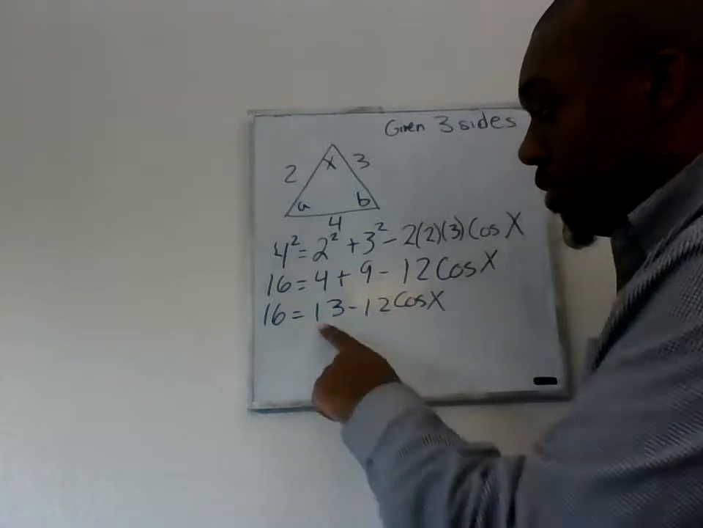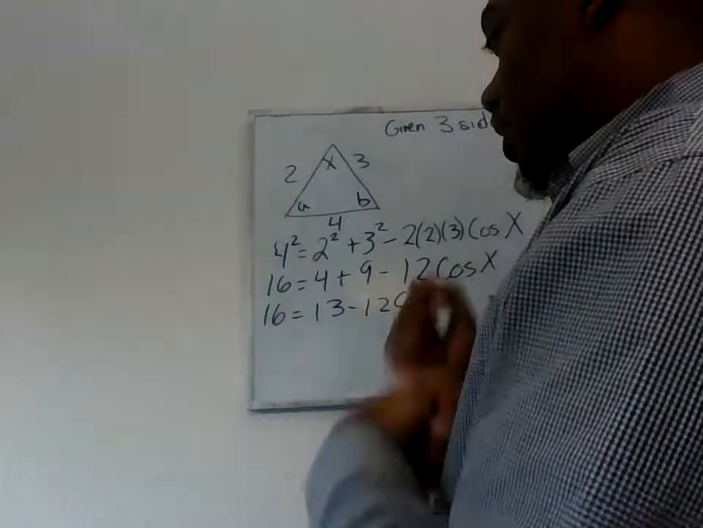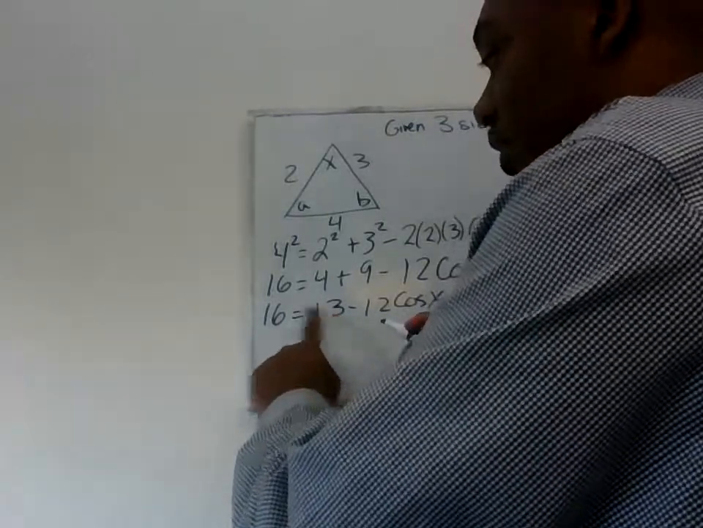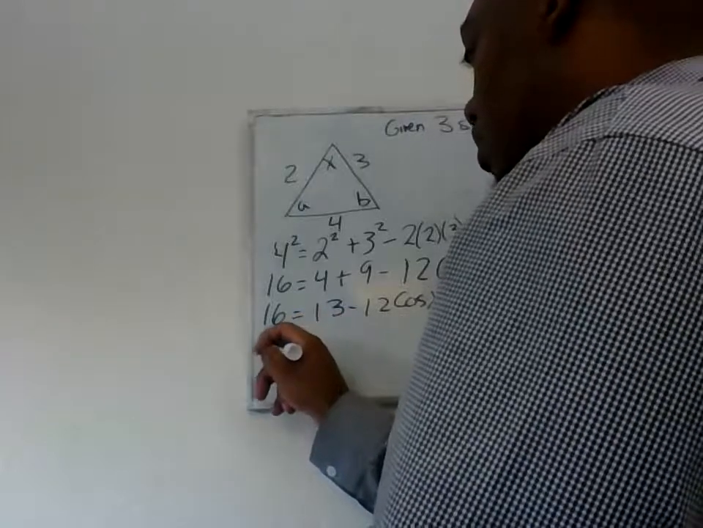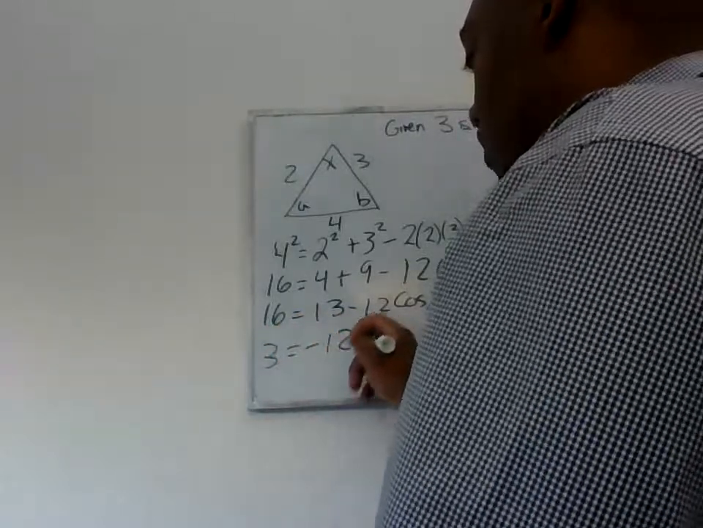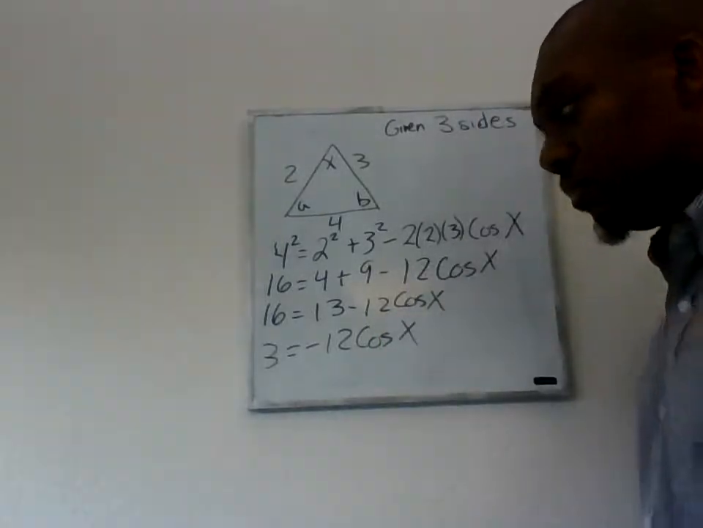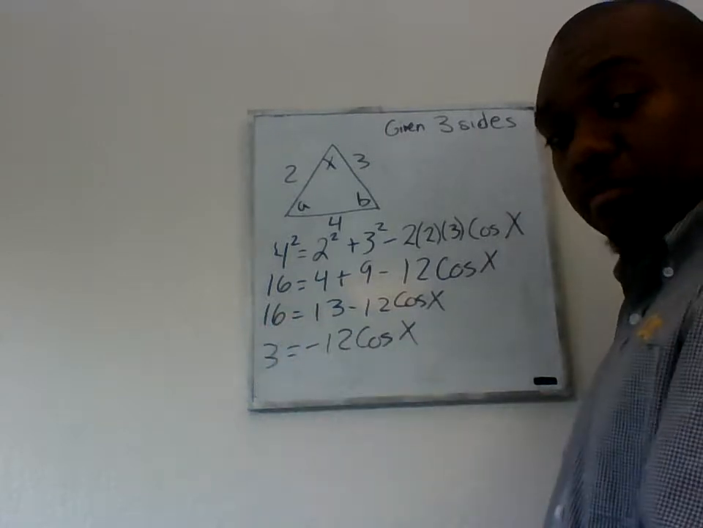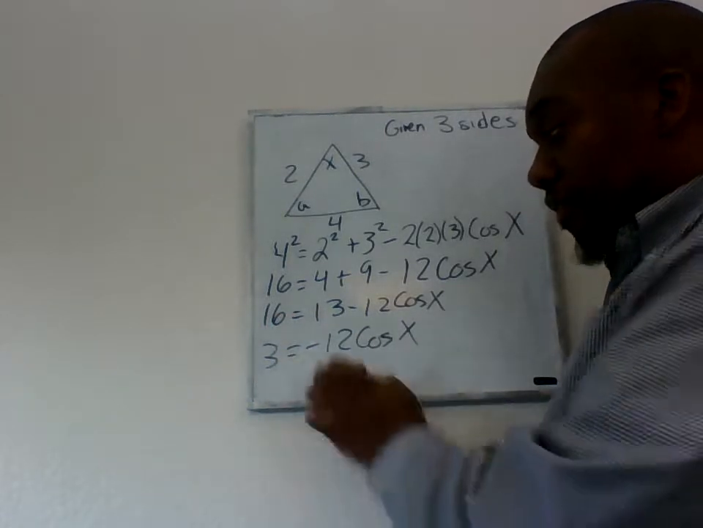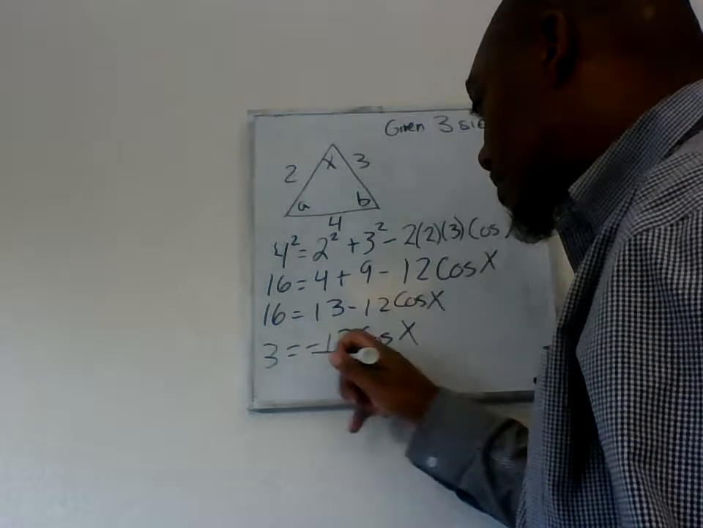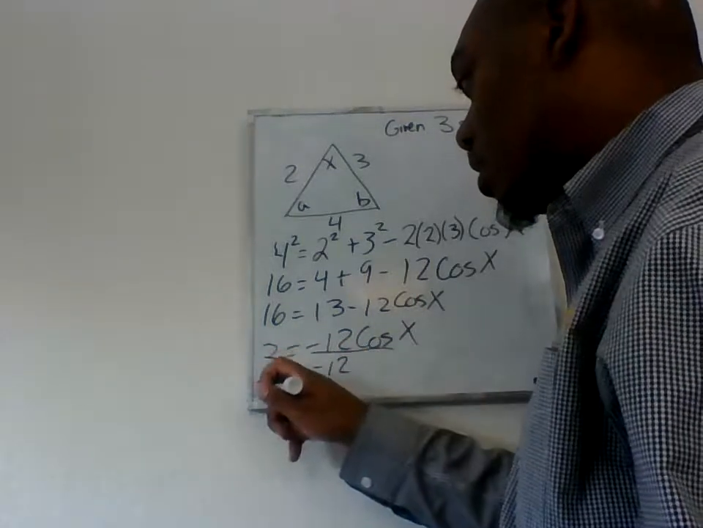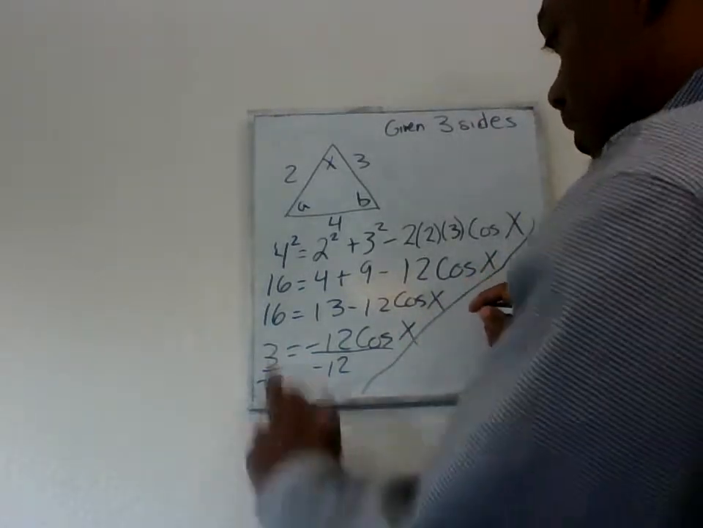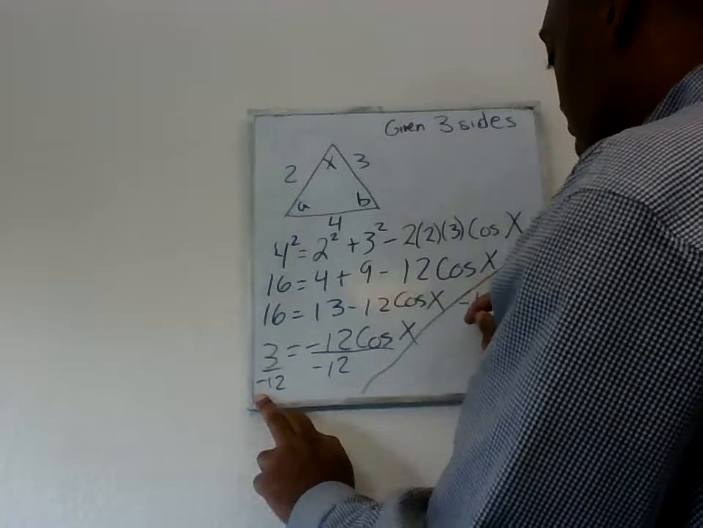To get rid of the subtraction, we have to move the 13 to the other side. If we subtract 13 on both sides, we end up with 3 equals negative 12 cosine of X. 13 minus 13 becomes 0, and 16 minus 13 is 3. Now we can divide by that negative 12, so we divide both sides by negative 12. We end up with cosine of X equaling 3 over negative 12, or negative 1/4.